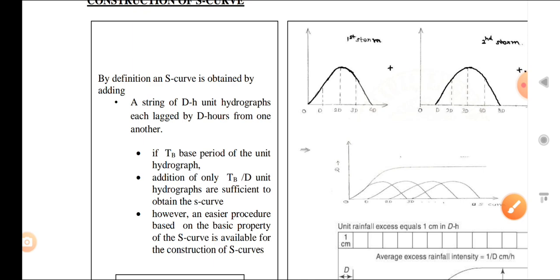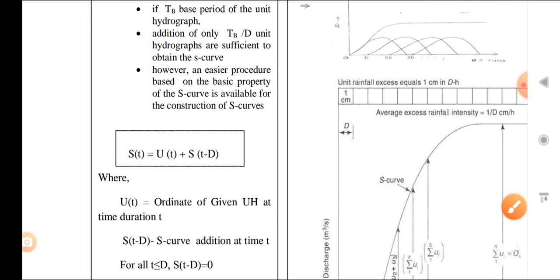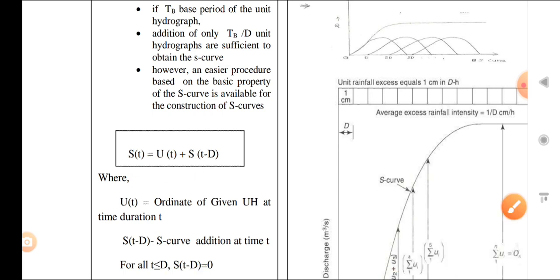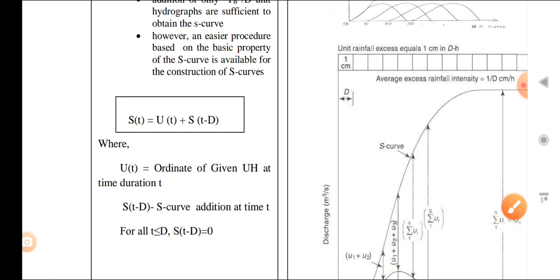By definition of the S curve, S(t) is equal to U(t) plus S(t minus D). What is S(t)? S(t) is the ordinate of the S curve at a given time. U(t) is the ordinate of the unit hydrograph at the given time. And S(t minus D) is the S curve addition at that time t. For all t less than or equal to D, S(t minus D) is equal to 0.